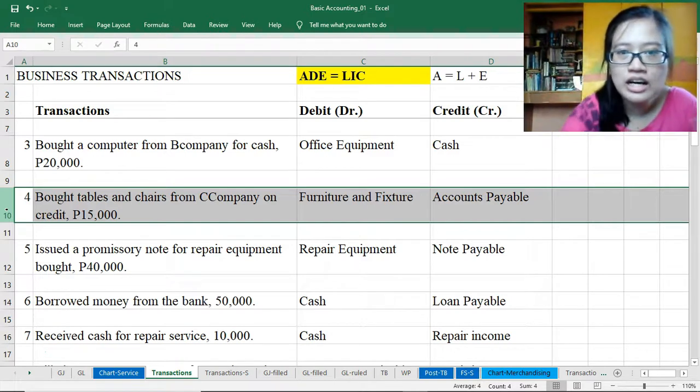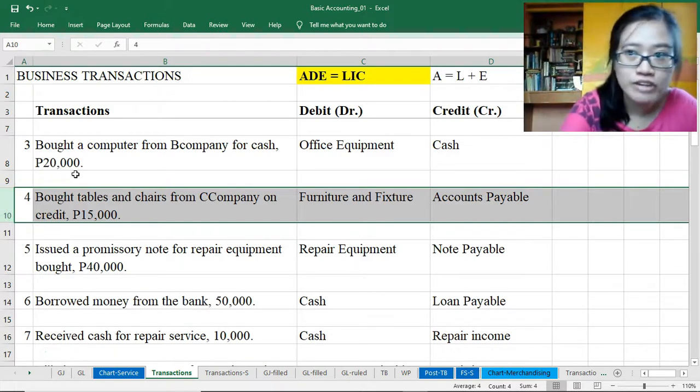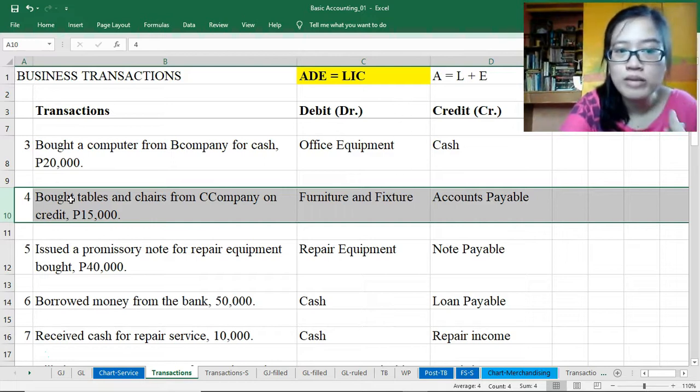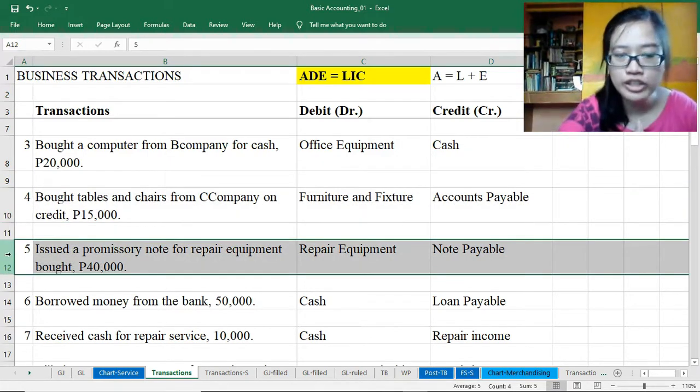So, in particular, anong accounts yung affected natin? So, debit, bumili ng tables and chairs. So, furniture and fixture. And then, credit, nagkaroon ng utang kasi on credit binili yung furniture and fixture. So, we have credit to accounts payable. Okay? So, hopefully, nasundan. And then, ito yung third type ng kapag bumibili ng gamit.